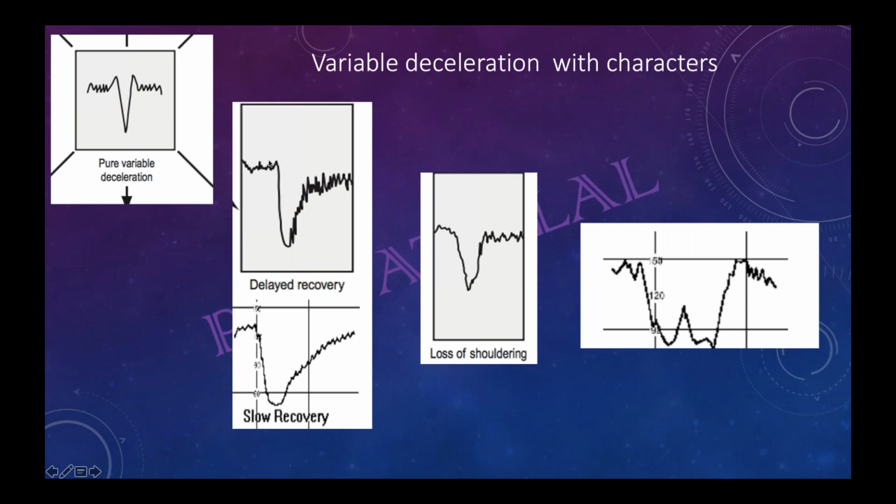Now this is delayed recovery, taking longer to recover to baseline. This is again delayed or slow recovery. Now see, there are no shoulders here. A bit you can see here, but here there is no shoulder. Here you can see the W shape. So these are variable decelerations.